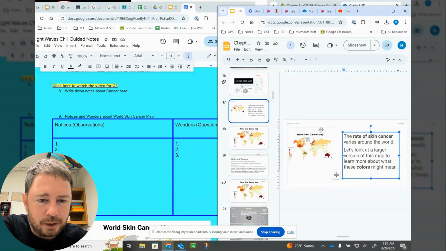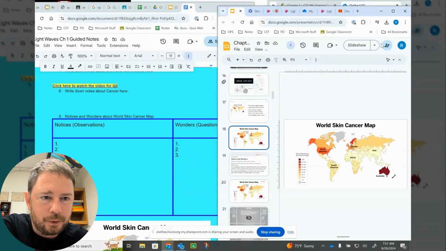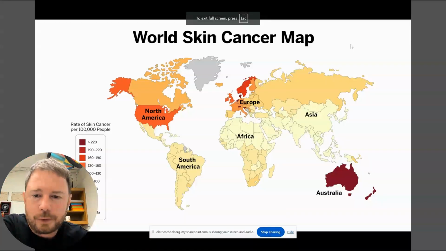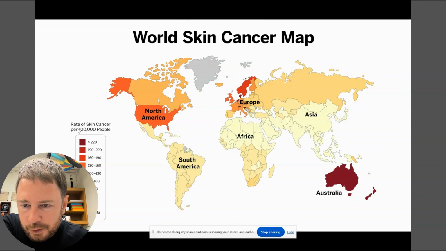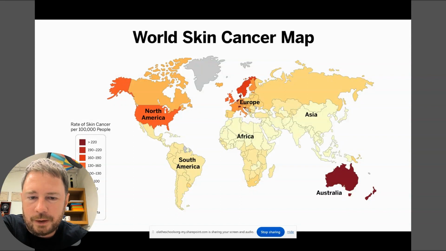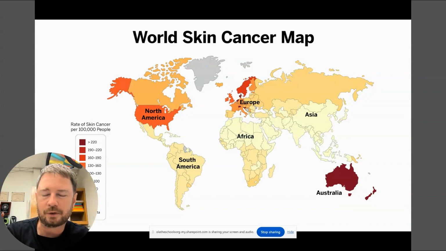So, we've got a map here called the World Skin Cancer Map. This is a color coded map that shows different levels of skin cancer around the world. So, if you look here, the darker areas are very high rates of skin cancer. The lighter areas are very low rates of skin cancer. So we can see here that the world differs in the amount of skin cancer based on location, region, or country.